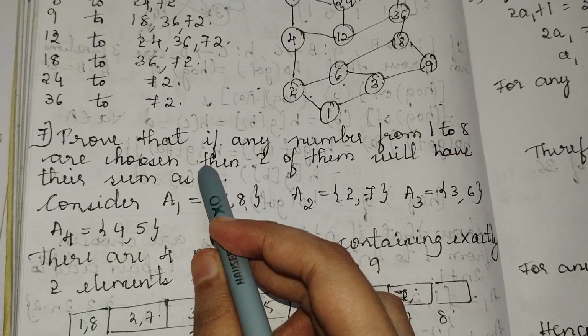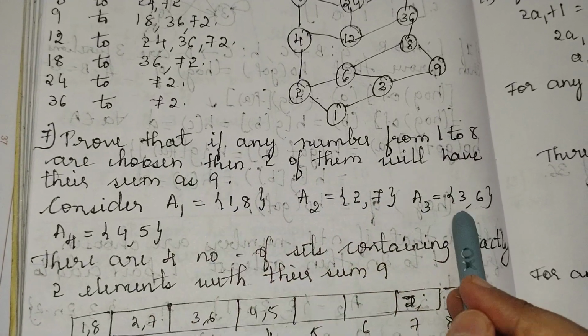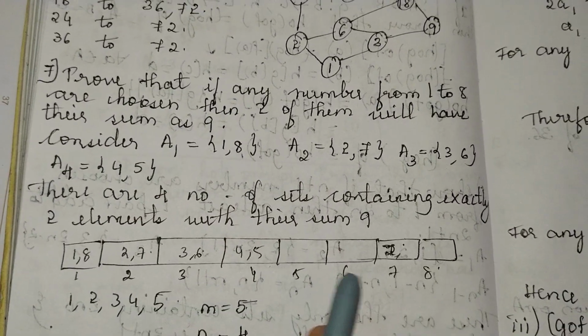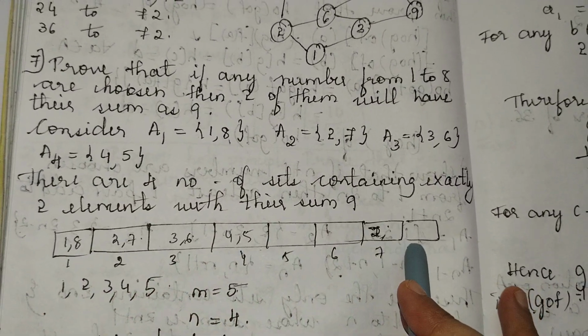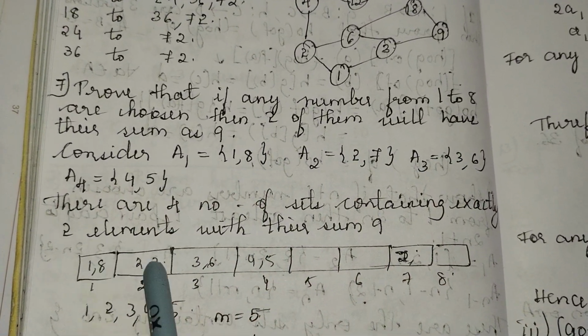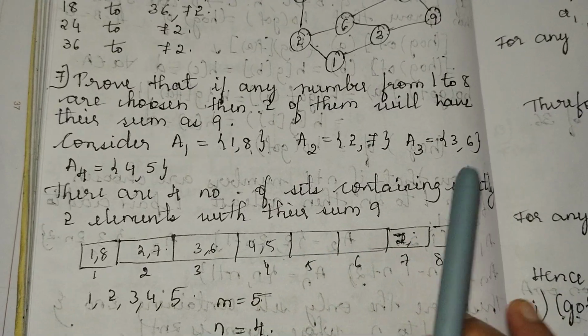1, 8 gives you 9, 2, 7 also gives you 9, 3, 6 and 4, 5 also gives you 9. But we have 8 boxes. We can fill how many now? 1, 2, 3 and 4. So fill 1, 2, 3, 4. Still 4 will be remaining.